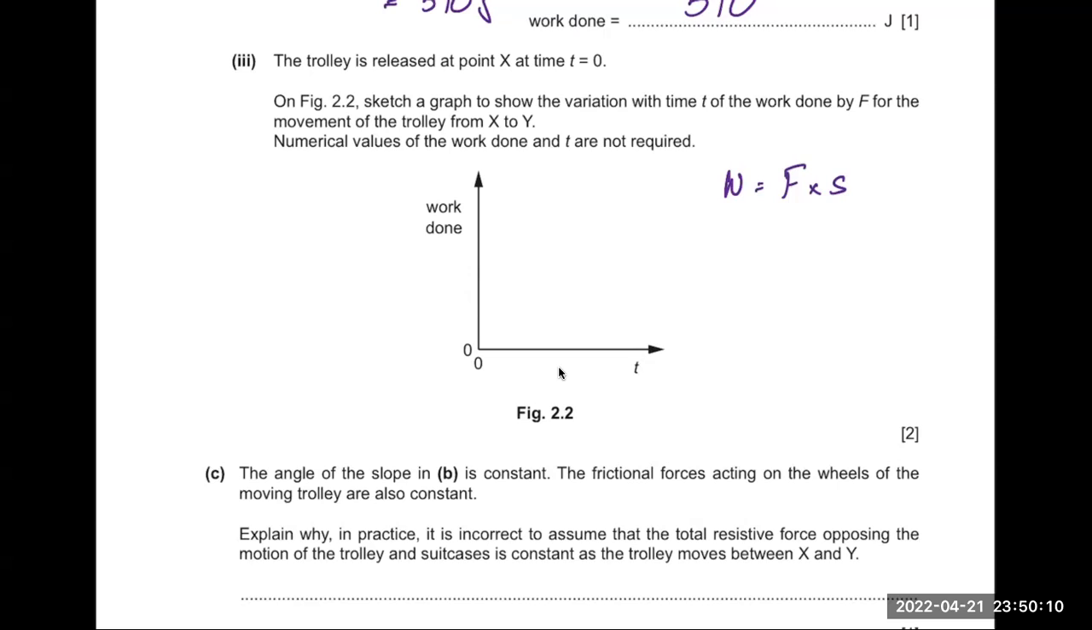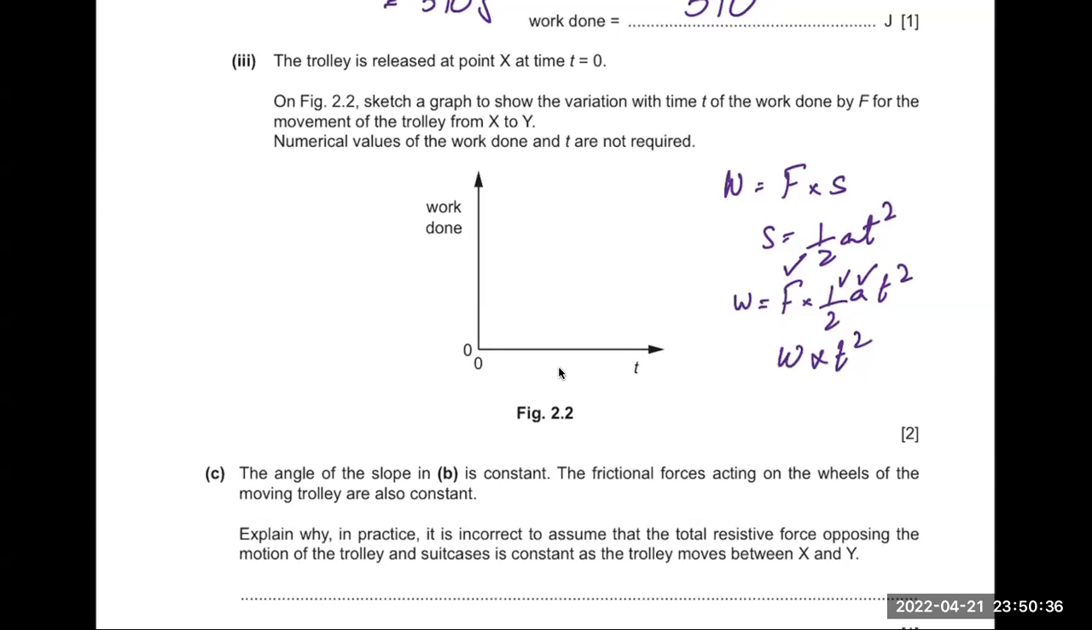But we do know that S is equal to half AT squared. Why? Because the initial velocity was 0, so S is equal to UT plus half AT squared, where UT is 0. So I can say work done is force times half AT squared. The force is constant, half is a constant, acceleration is constant, so work done is proportional to T squared. This is the graph that you need to draw.